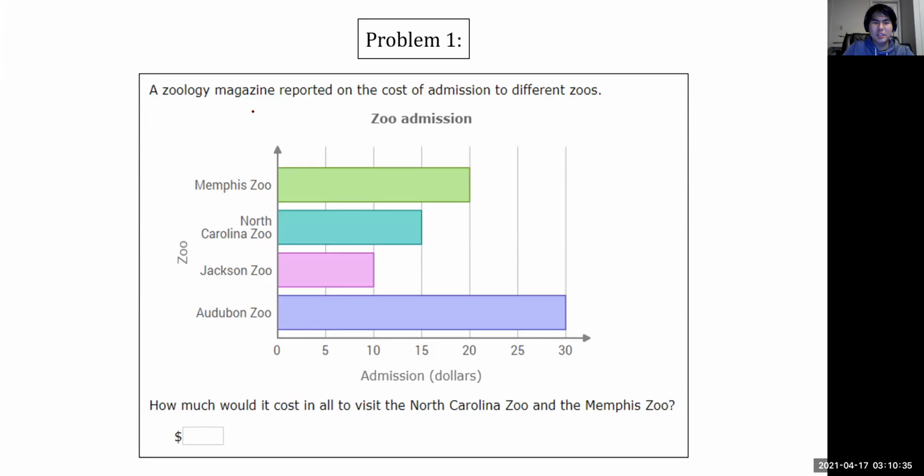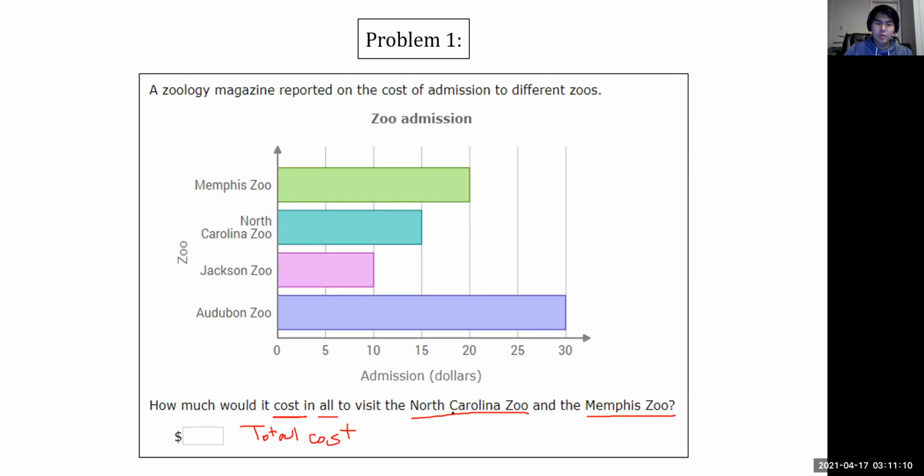A zoology magazine reported on the cost of admission to different zoos. How much would it cost in all to visit the North Carolina Zoo and the Memphis Zoo? So it is asking us for the cost in all, meaning the total cost. And in order to find the total cost, we need to find the sum of the two costs of admission for both of these zoos, the North Carolina Zoo and the Memphis Zoo.